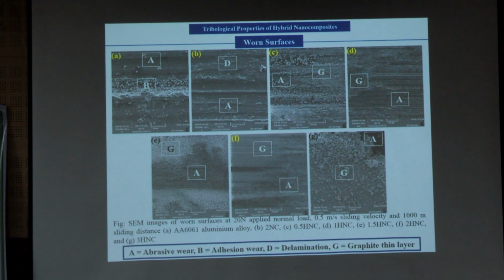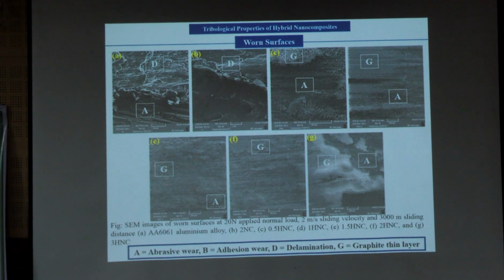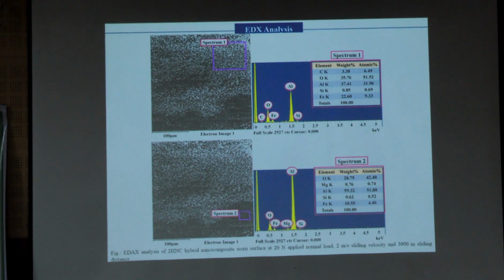So in all these conditions we are changing the loads and speeds. This is also the same at 20 newtons load and at higher extreme conditions. Then this is again EDX analysis. After the worn surfaces, if you take the wear debris and do the EDX analysis again, if you observe what is there in the debris, that is whether more SiC is there or more aluminum or more graphite is there, and how the wear is going on, we can understand from the wear debris, right?